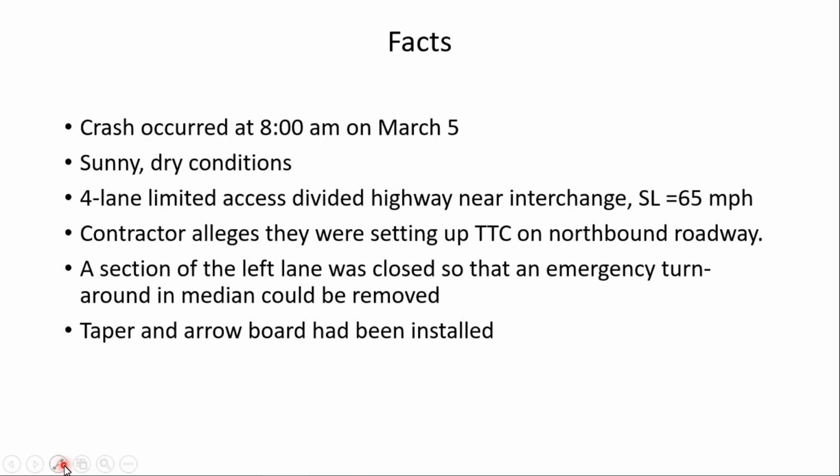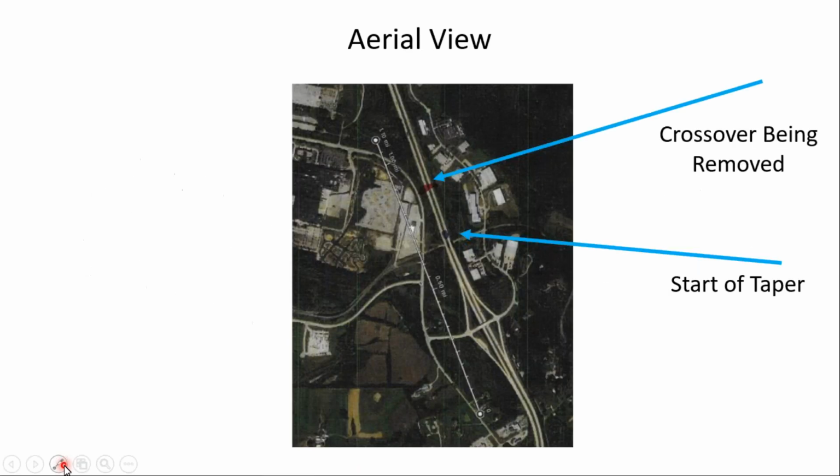The contractor alleges that they were setting up temporary traffic control on the northbound roadway. A section of the left lane was closed so that an emergency turnaround in the median could be removed. At the time of the incident, the taper and the arrow board had been installed. So here's an aerial view of the area. It's not an interstate, but it's a limited access roadway, speed limit 65 miles per hour.